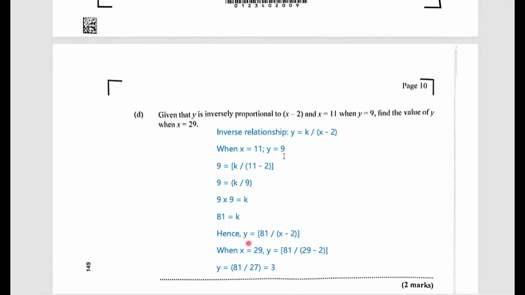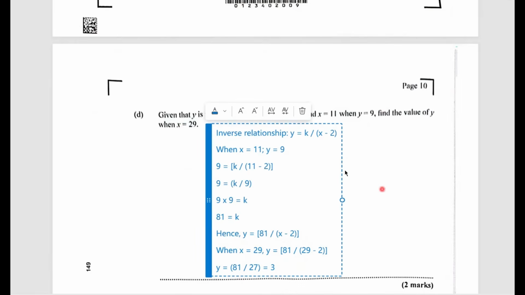So, well, y is equal to what? K over x minus 2. We now know k is 81, so it's 81 over x minus 2. Now, they said find the value of y when x is 29. So, when x is 29, what do we have? Y will be 81 over what? 29 minus 2. It's 81 over 27, which is 3. I just want to make a quick note here that k is your constant of proportionality.